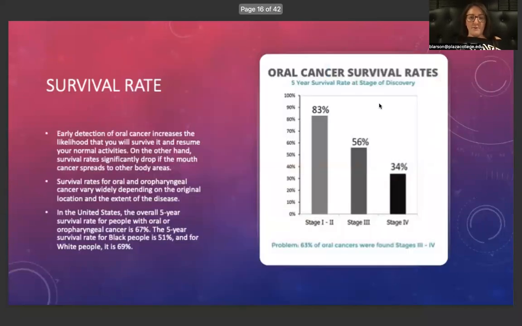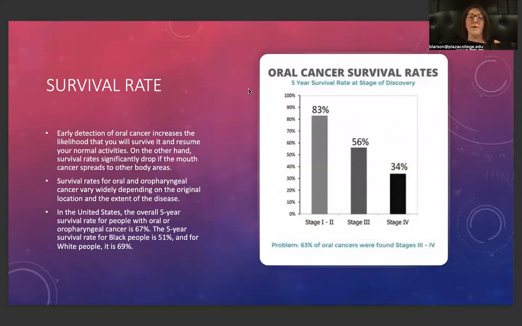The survival rate for oral cancer is relatively high. Early detection of cancer increases the likelihood that you will survive and you can resume normal activities. On the other hand, survival rates significantly drop if mouth cancer spreads to any other areas of the body. This is why it's important for us to be able to catch these cancers when they are very tiny. Survival rates can widely vary depending on the original location and the extent of the disease.